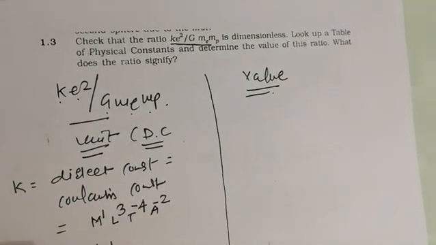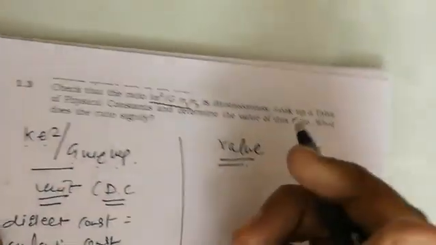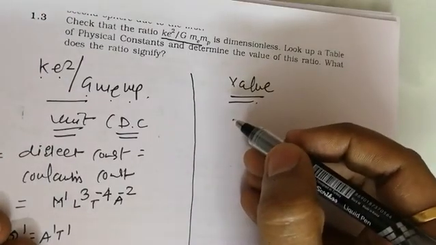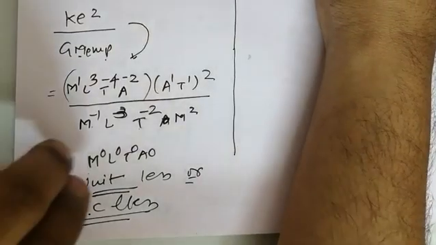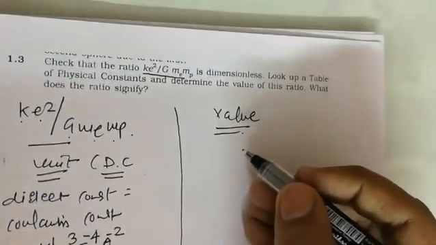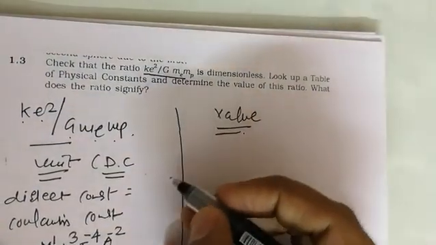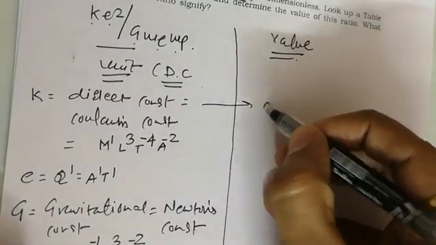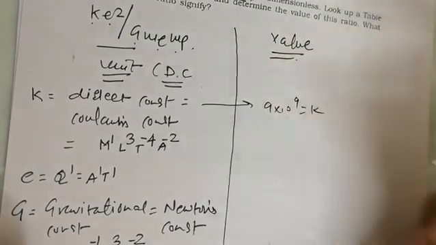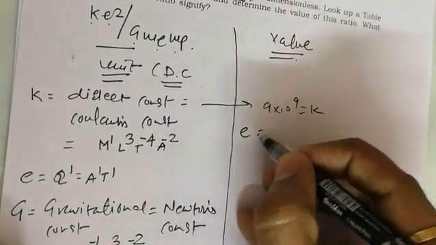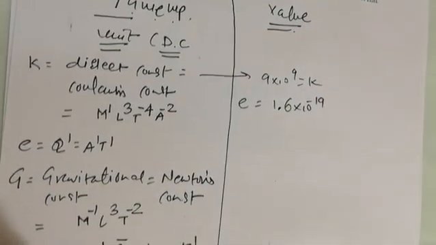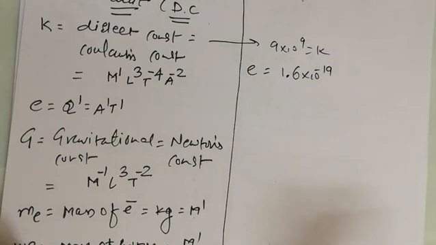Next is the value point of view. We have to find out the value, because they have asked us what is the ratio, and it is signifying that it is unitless, because we have proved over here it is unitless and dimensional configuration less. I want to find out the value. Again, in front of K, I am putting its value, which is 9 cross 10 to the power 9. In front of electron it is 1.6 cross 10 to the power minus 19. I am not putting any type of unit because I only require values.